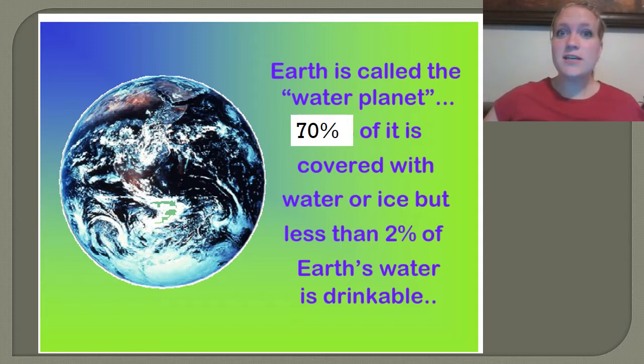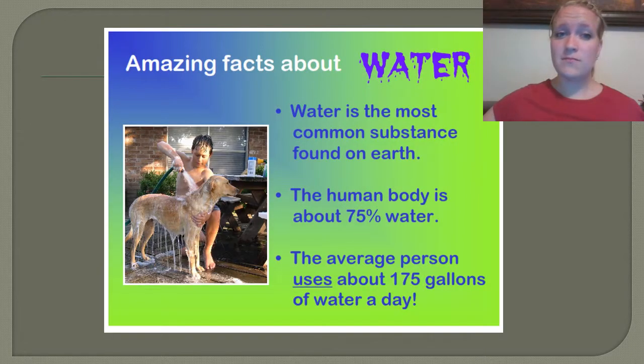Earth is sometimes called the water planet because 70% of the Earth is covered with water or ice, but less than 2% of Earth's water is actually drinkable. Here are some amazing facts about water. Water is one of the most common substances found on the earth. The human body is about 75% water. And the average person uses about 175 gallons of water a day. We're going to talk about what we can do, because that's a lot of water, and we just showed we don't have much water to be using.